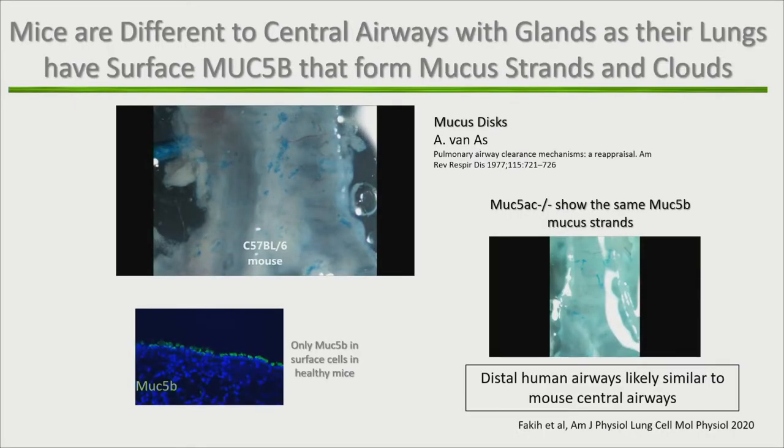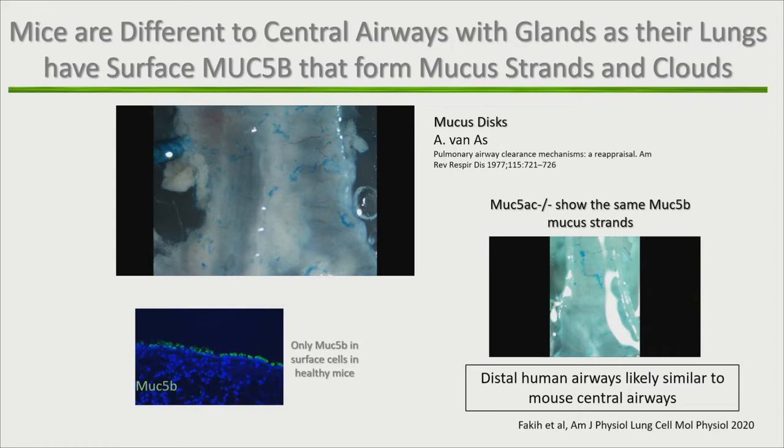I just wanted to point out that in mouse it's different, because they don't have glands, and they have one gland, maybe two, in the very upper airways. And this is maybe similar to what it is in the more distal airways, because there you have the 5B mucin at the surface, and these are forming strands also, but these are thinner. They are not as thick as the ones you get from the glands, which means that there are not so many molecules in it. There are enough, of course, to do this.